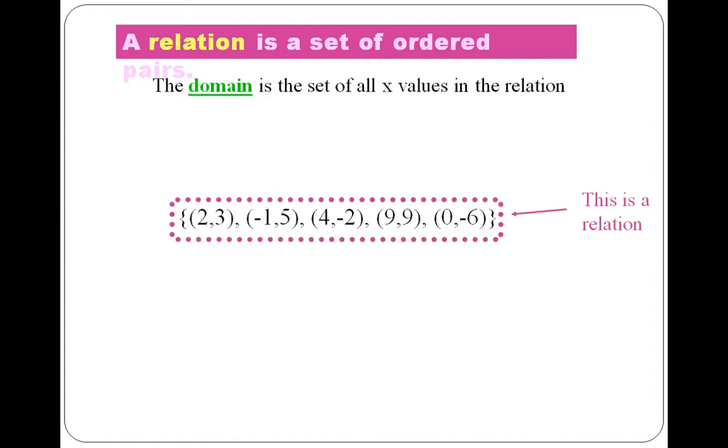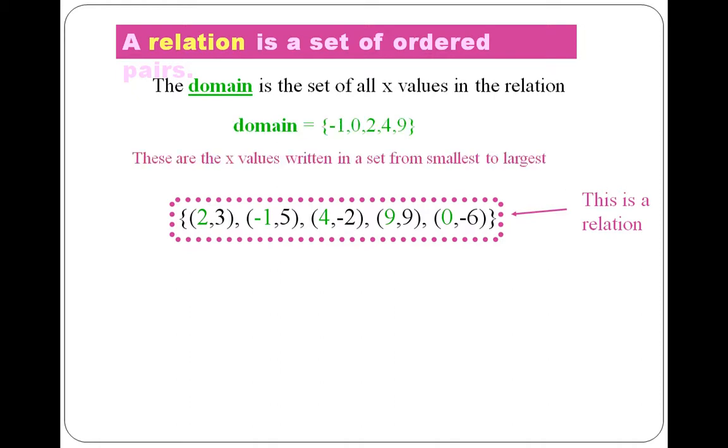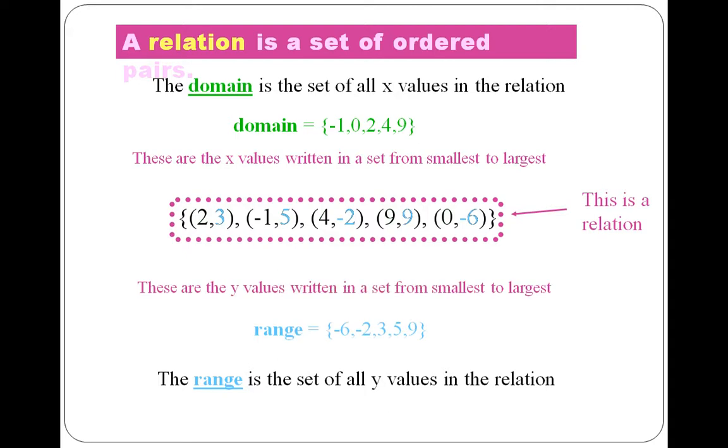The domain is the set of all x values in green here. But you want to put it in order from smallest to largest. And the range is the set of all y values in blue here. And you want to put those numbers in numerical order as well. So that's how you find the domain and range of a relation.